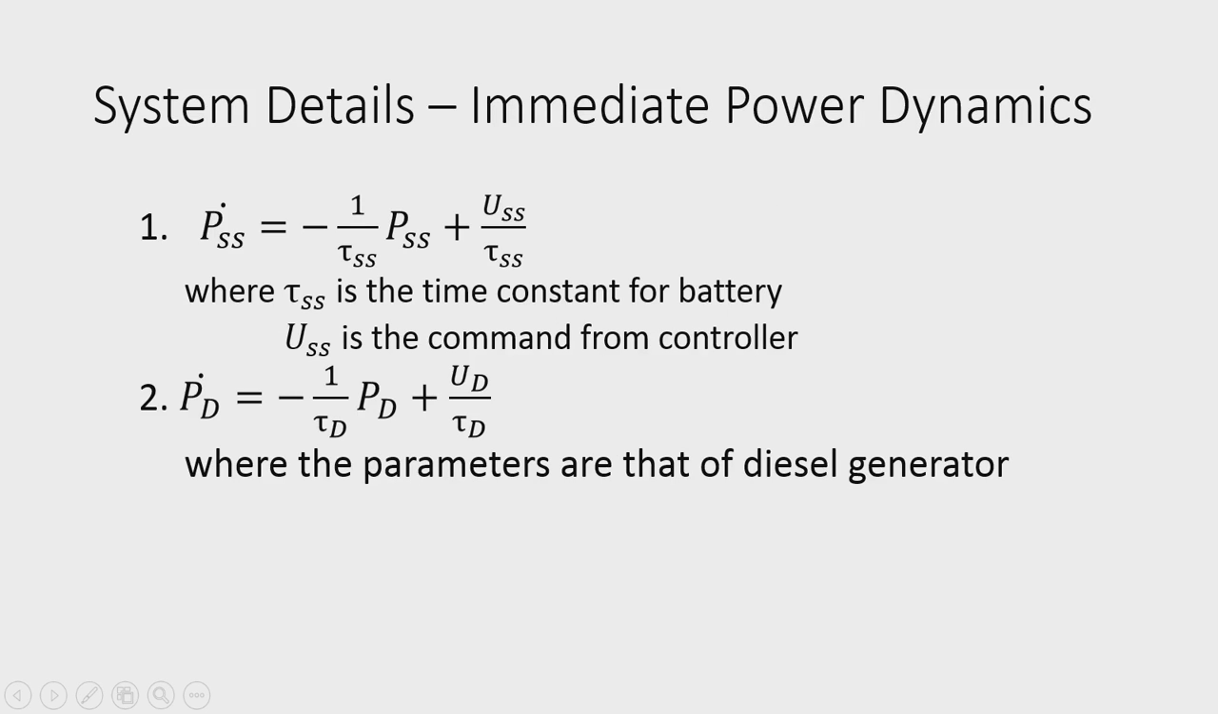The second and third states that we'll be looking at are the PSS, which is the immediate power output of the storage unit, and the PD, which is the immediate power output of the diesel. These are very similar in terms of their dynamics of behavior, since they are on-demand generation that you can control immediately. The tau here, the time constant, is the time that the generation will need to reach its steady state, which in the case of the storage system is 0.1 second, and the diesel generation is 0.4 seconds.